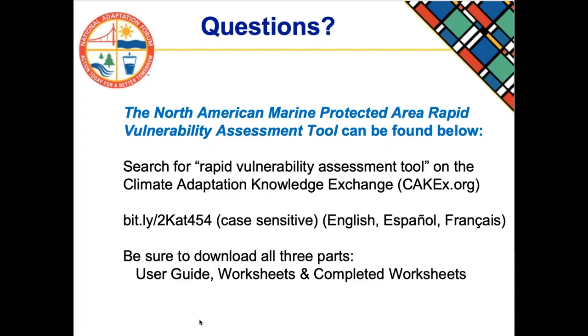An extension of the project that this webinar was based on, the Rapid Vulnerability Assessment tool for North American marine protected areas, is the work that EcoAdapt has been doing in collaboration with the Commission for Environmental Cooperation and the Greater Farallones Association, to develop the Climate Adaptation Toolkit for Marine and Coastal Protected Areas, which is the online resource I introduced at the very beginning of the webinar.